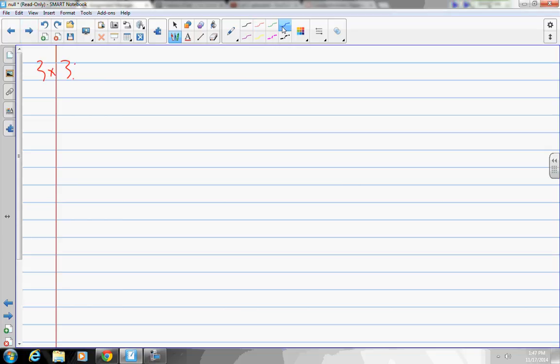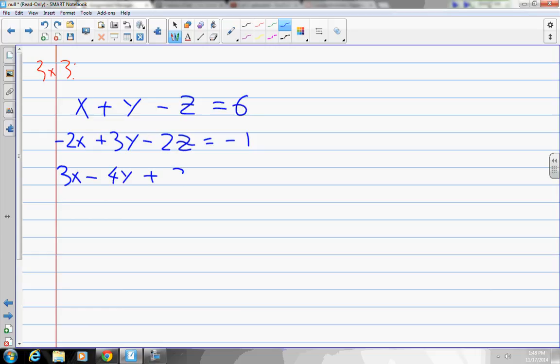That's always fun. So here's a fun example. x plus y minus z equals 6. So we have 3 equations, 3 unknowns. Negative 2x plus 3y minus 2z equals negative 1. And then 3x minus 4y plus z equals 1.